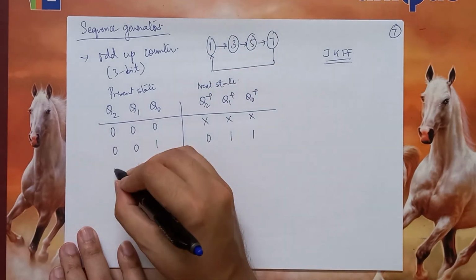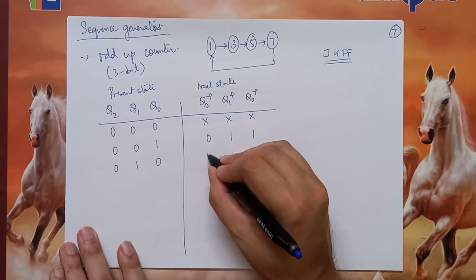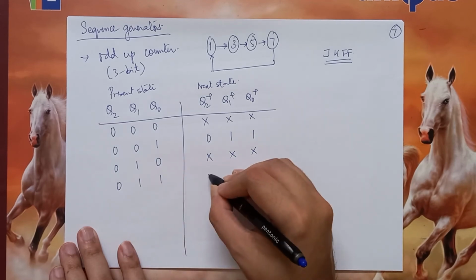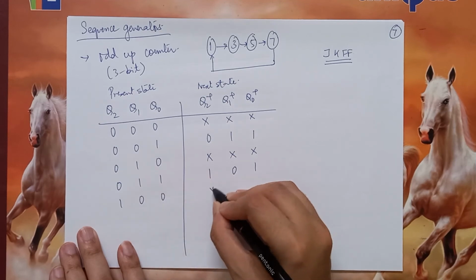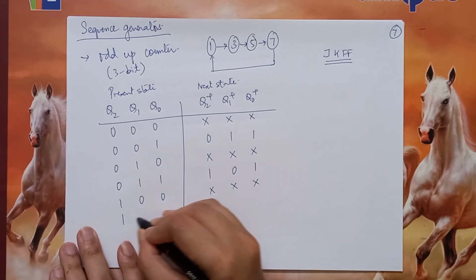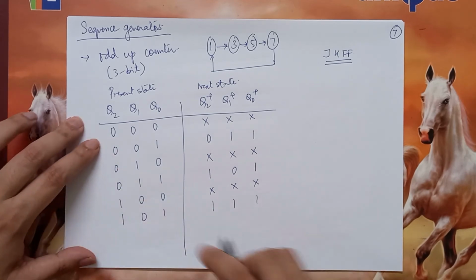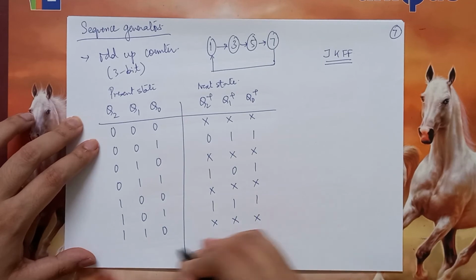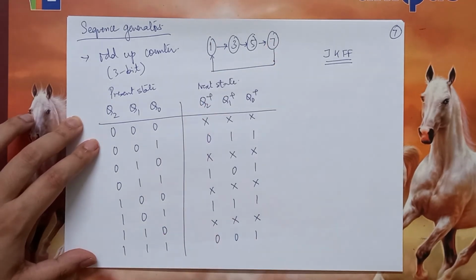3. When the present state is 0, 1, 0, again we will keep this as don't cares. 0, 1, 1, it must be 5. 1, 0, 0 will be don't cares. 1, 0, 1 will go to 1, 1, 1 because after 5 we should get 7. 1, 1, 0 is again don't cares. 1, 1, 1 must come back to 0, 0, 1.